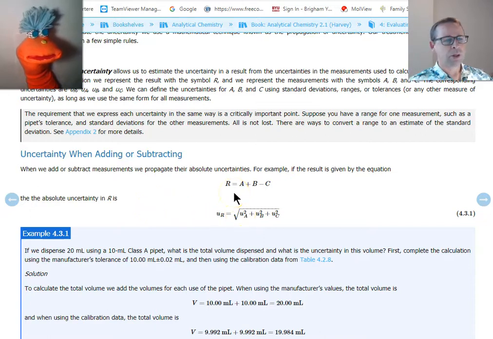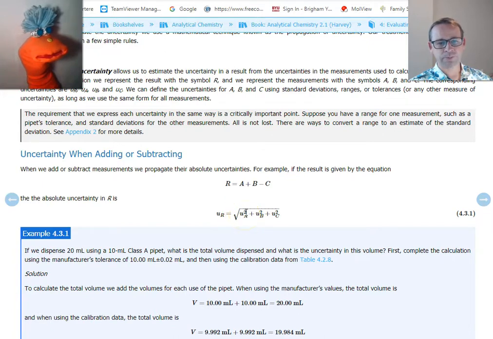So if I have a value R that I got from measurements A, B, and C, and I combined measurements A, B, and C this way, and this is the resulting R, we want to know what the uncertainty on R is. And the way we do this, if we're adding and subtracting, is you take the uncertainty on A. So let's say this was a measurement of 10.0378 plus or minus 0.005, right? That 0.005, the plus or minus component here, is my uncertainty.